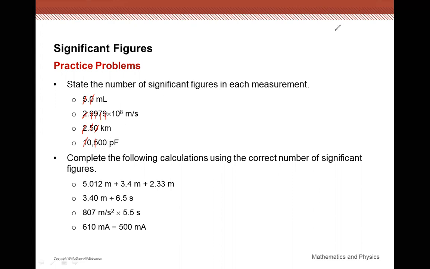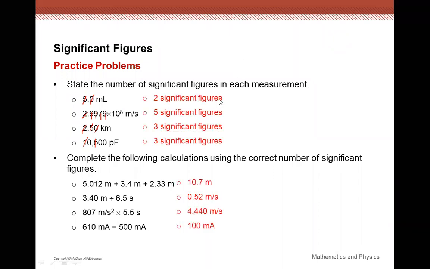So how many significant figures do we have? In the first one, yes, correct, 2 significant figures. Number two, 5. Number three, 3 significant figures. And number four, 3 significant figures. Sometimes I will ask you to complete the following calculations using the correct number of significant figures. You will get the significant figures first and then do the calculations.